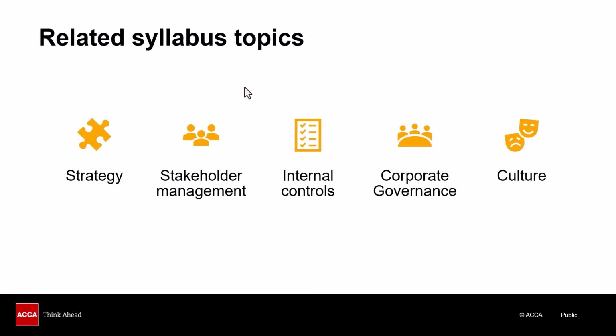So let's just summarize those areas. Syllabus topics related to risk: strategy, we've already spoken about; stakeholder management. So when we talk about, for example, risk appetite, and also to assess risk, those are part of our stakeholder management activities. Internal controls, we talked about those, mitigating risk. Corporate governance, we talked about that when we talked about the audit committee. And finally, culture. This needs to be part of the organizational culture if our mitigation is going to be effective.